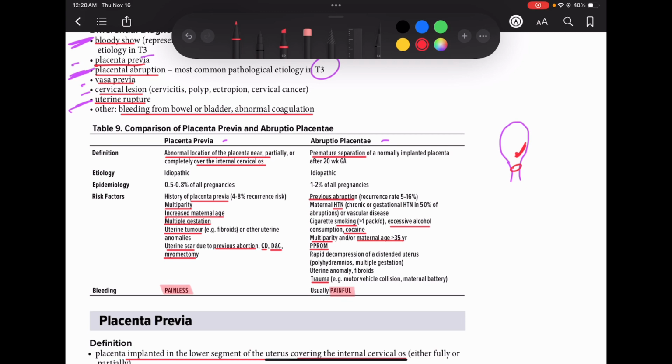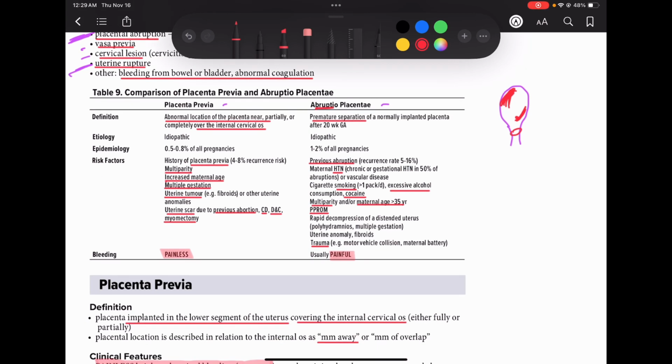But what happens in abruptio placentae? Premature separation of a normally implanted placenta after 20 weeks gestation. So the placenta might have been attached over here, it's inserted here. But after 20 weeks of gestation, especially in the third trimester, this placenta prematurely separates from the wall. This starts to bleed. The premature separation would lead to bleeding. And we'll further read two types of it. But abruptio placentae would be very painful, and it usually is painful. But the placenta previa right here, if it's lying over here, then it could be painless.